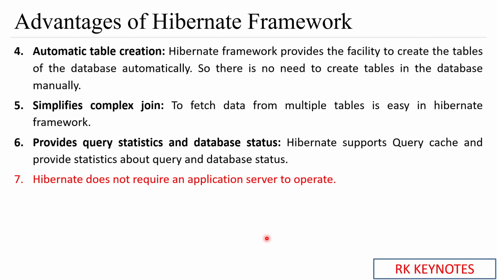And the seventh point is most important. That's why I've highlighted it in red color. You can see that you don't need any application server to operate. Basically, until now, we have used MySQL and Apache, and then we have used Tomcat servers in the previous modules. So here you just need MySQL. You don't need any extra servers like Apache or Tomcat to execute Hibernate programs in a Java application.